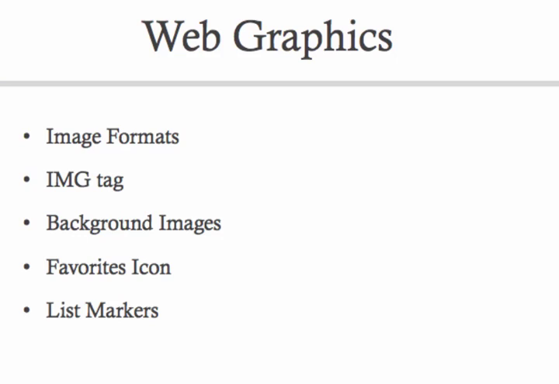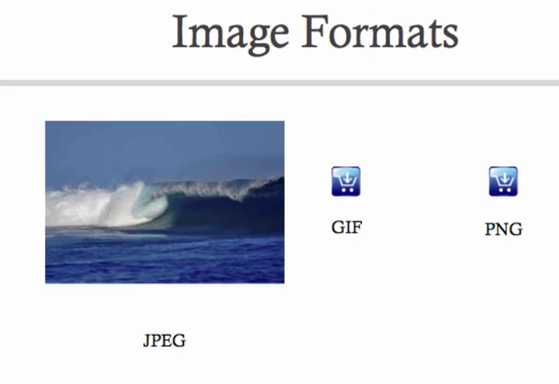In this lecture, we'll talk about web graphics. First, we'll talk about image formats, then the image tag, then background images, then the favorites icon, and then list markers. The image format determines how we save an image onto the hard drive.